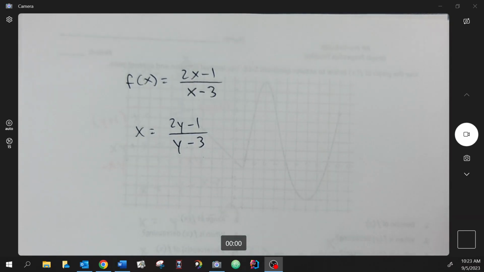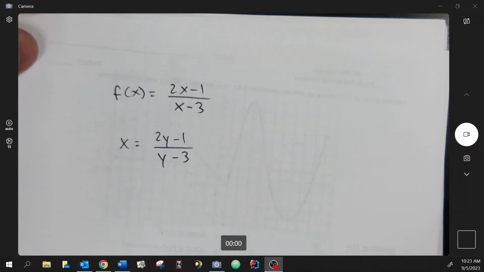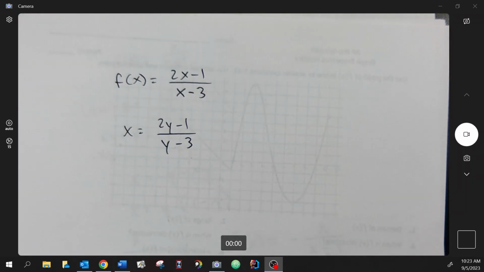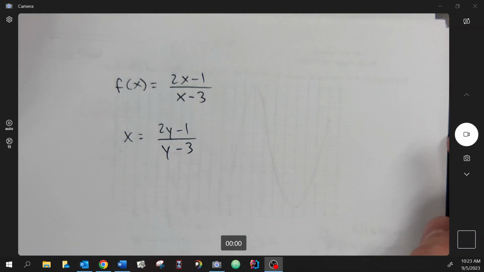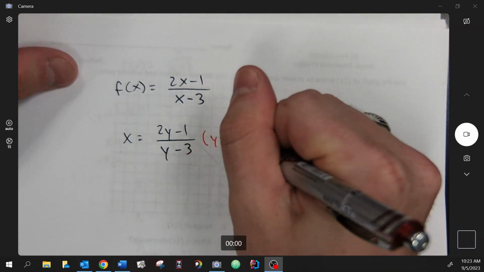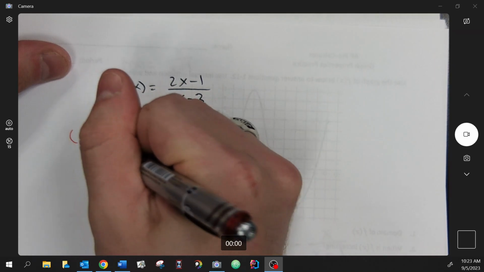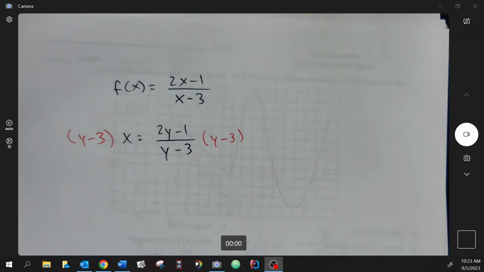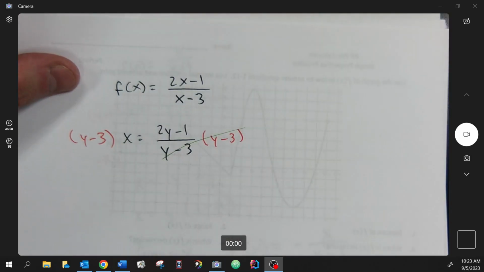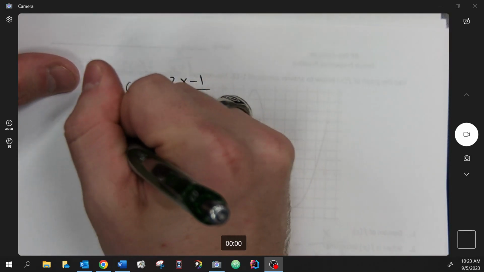Just like in that earlier example, I have y's in the top and the bottom of the fraction, and that causes us a problem. So multiply both sides by the denominator. On the right side, they will cancel. And on the left side, you will distribute the x to the -3 and to the y.